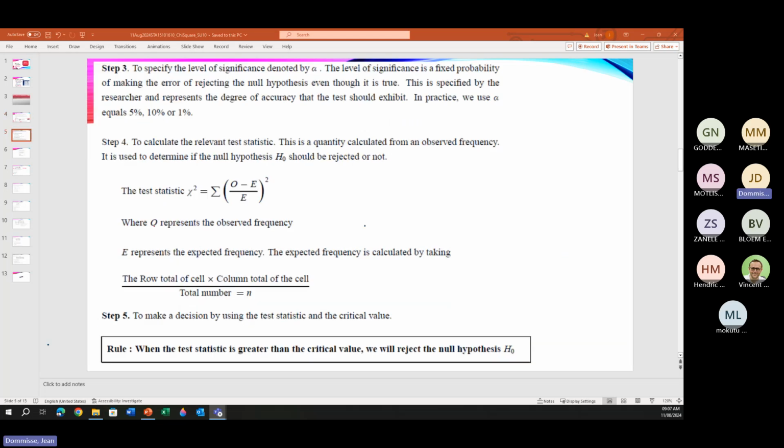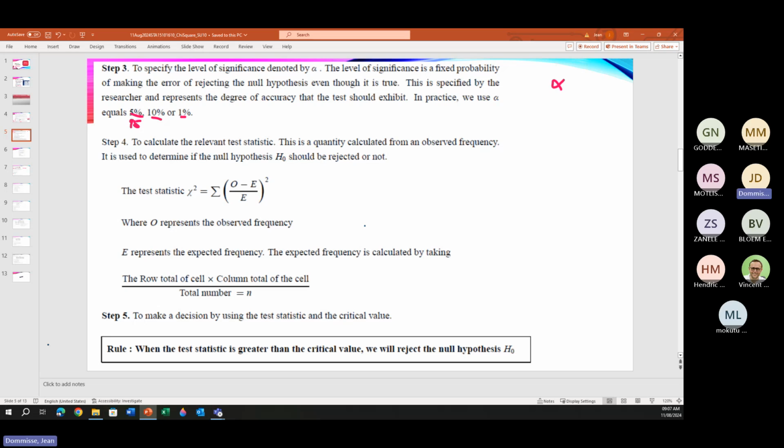Then the third step is that somewhere they will need to tell us what the alpha is, and normally, like in the other tests that we did, we normally work with 5%, so they can also maybe say 95%, 10%, and 1%. So that's for alpha.